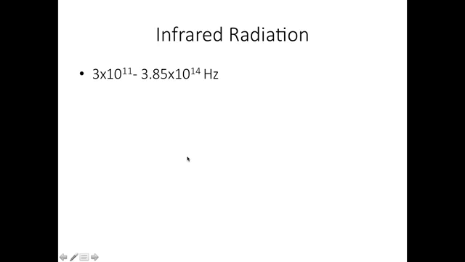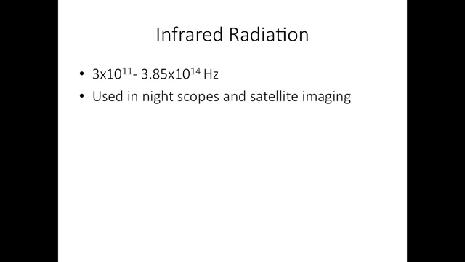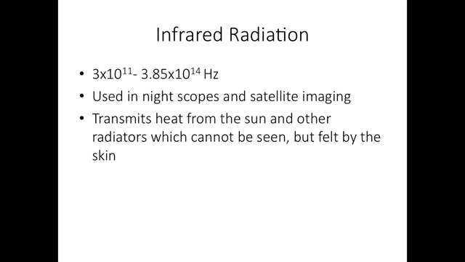Infrared radiation ranges from 3 times 10 to the 11 to 3.85 times 10 to the 14 Hz. It's used in night scopes and satellite imaging and transmits heat from the sun and other radiators which cannot be seen but are felt by the skin.